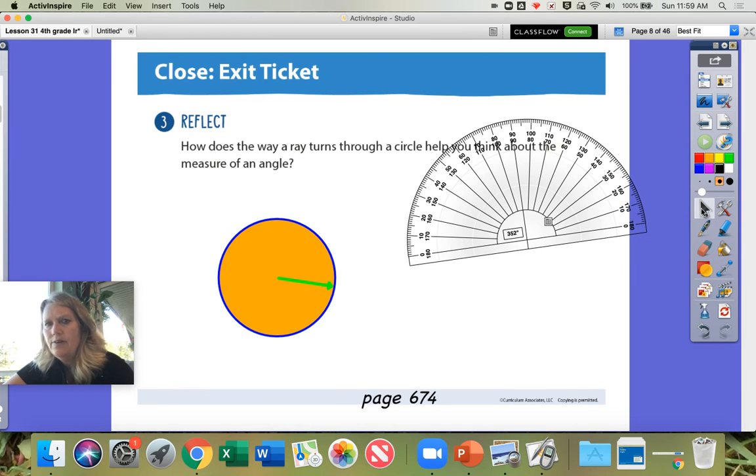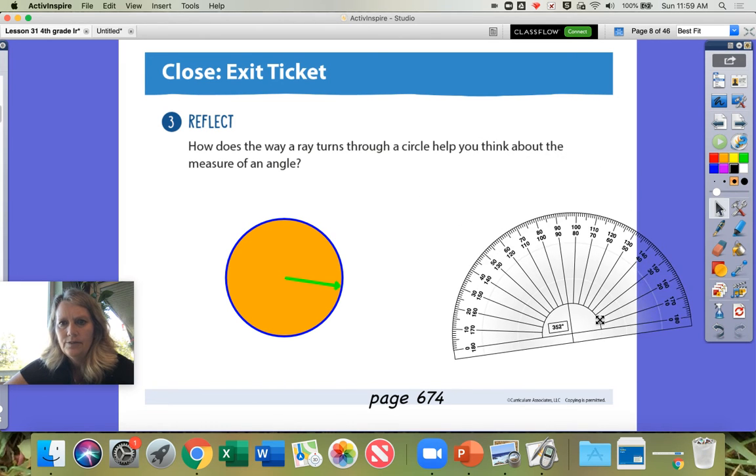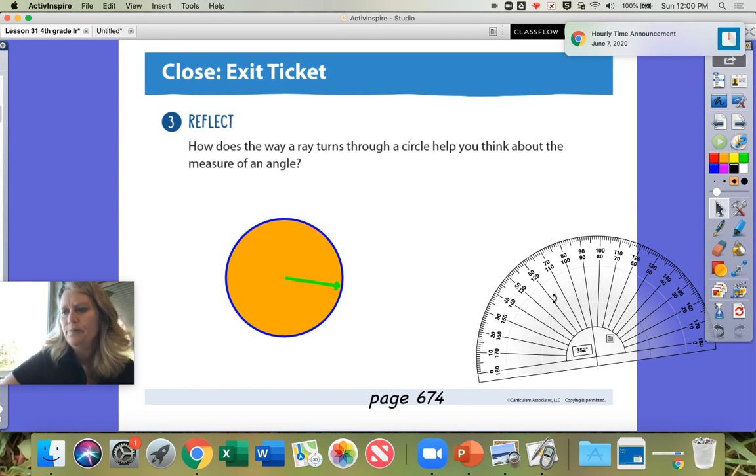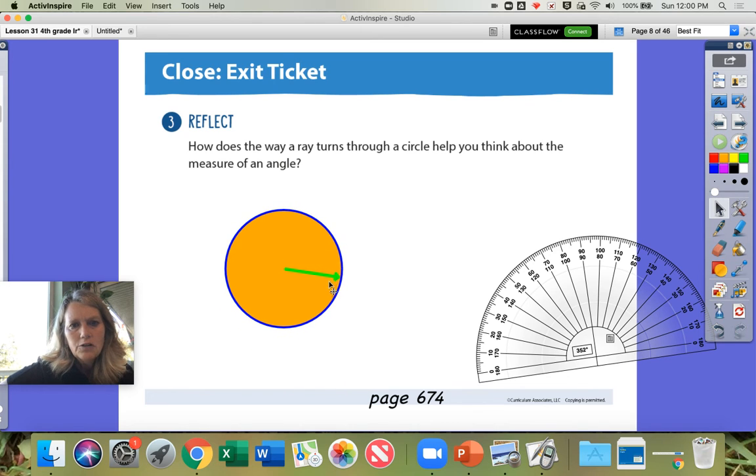Very nice. How does the way that a ray turns through a circle help you think about the measurement of the angle? So we don't really need the protractor today. That you will use later. But how does the way a ray moves through a circle help you think about the measure of an angle? Okay, so if I'm going to move this, let's see if it lets me move it. If this would move around the circle, I don't know if it's going to let me move it. Well, I guess that would be a negative. I wonder if I can make it bigger, go outside of it. Okay, so if this green arrow would move around the circle, how does it help you think about degrees?